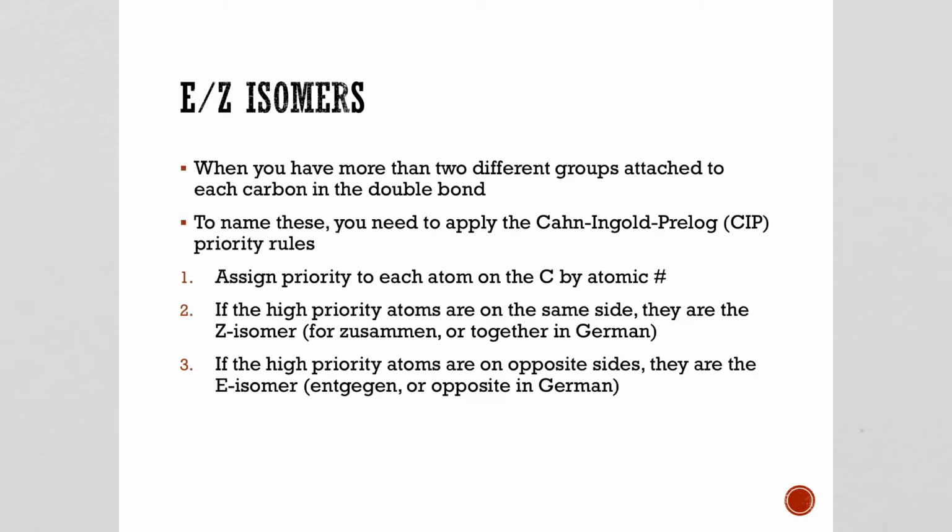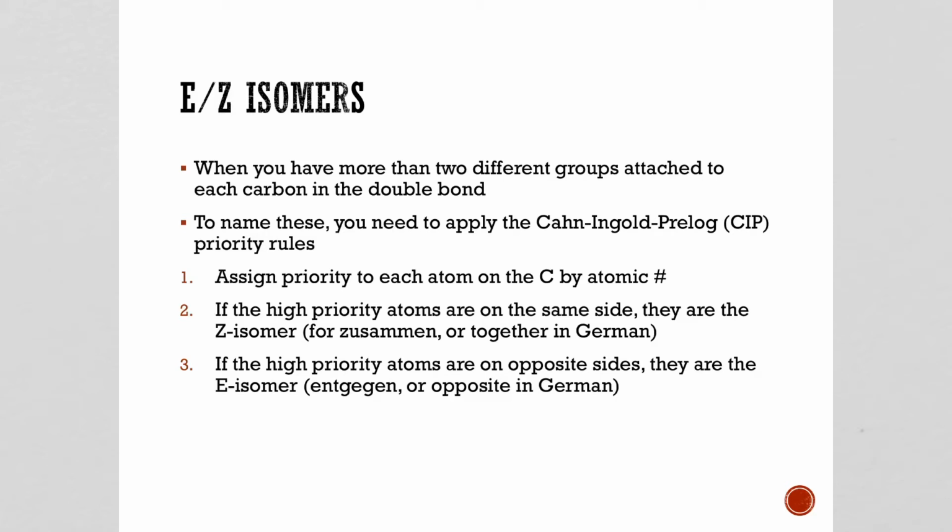What they decided was that you assign priority to each atom on the carbon by its atomic number. If the high priority atoms are on the same side, then it's the Z isomer, for zusammen, or together in German. And if the high priority atoms are on opposite sides of the double bond, then it's the E isomer.